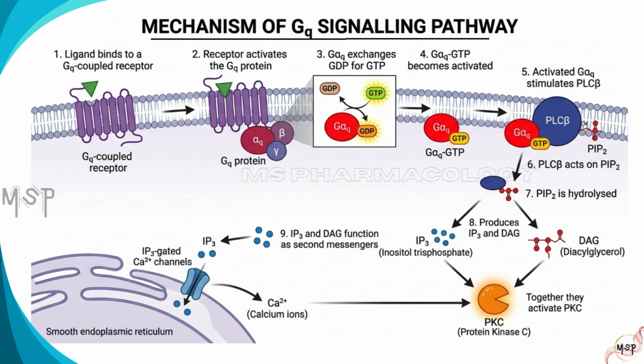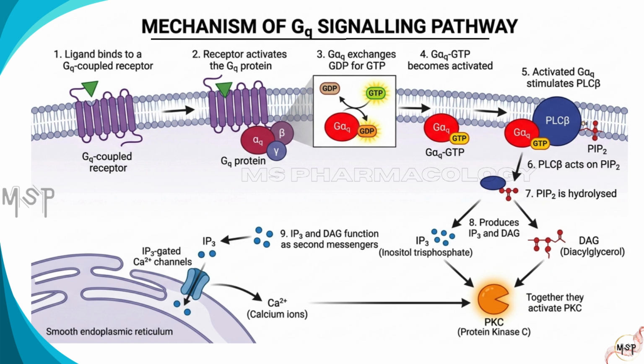The pathway begins when a ligand binds to a G protein-coupled receptor. Examples include the alpha-1 adrenergic receptor, M1 muscarinic receptor, M3 muscarinic receptor, and histamine H1 receptor. Following receptor activation, the Gq protein becomes activated through GDP-GTP exchange on the G-alpha-q subunit. Activated G-alpha-q GTP then binds to phospholipase C-beta and stimulates its activity.